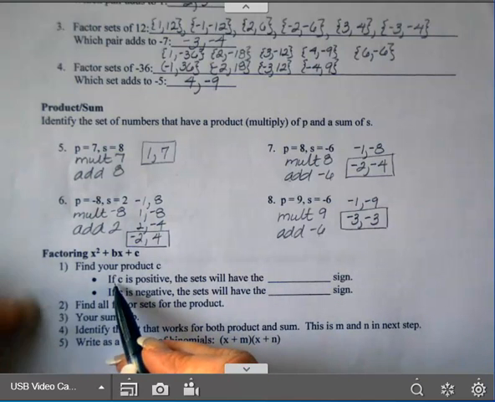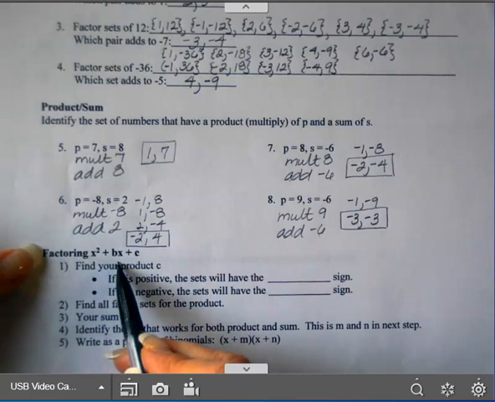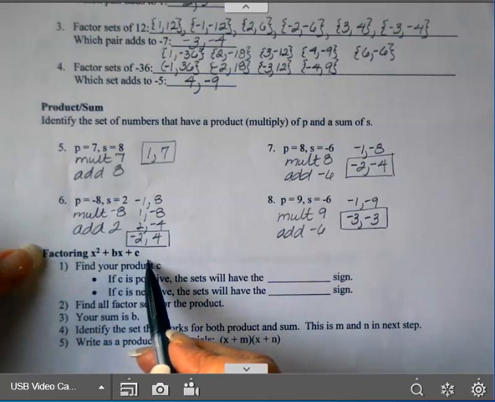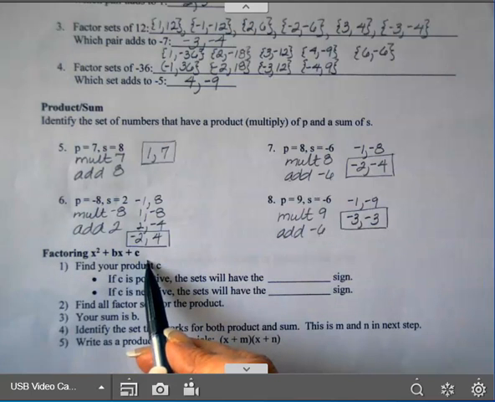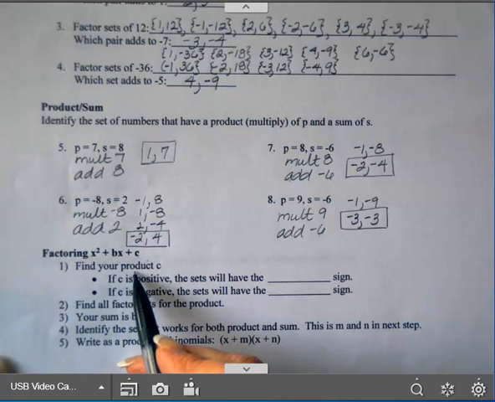We're going to put this together now. We're going to be factoring something in the form x squared plus bx plus c. And these are not going to have the greatest common factor right now. We're going to find our product c. So that's your last number. It does not have an x in it, so it does not have a variable. This is just your constant. So it needs to multiply to the constant.